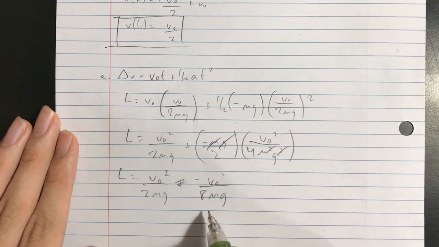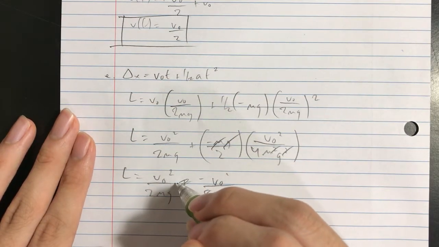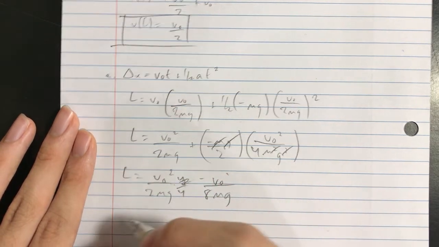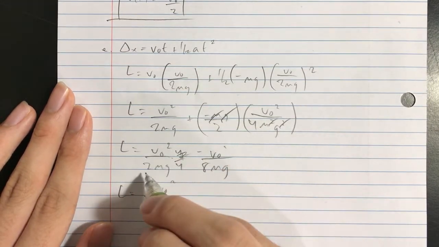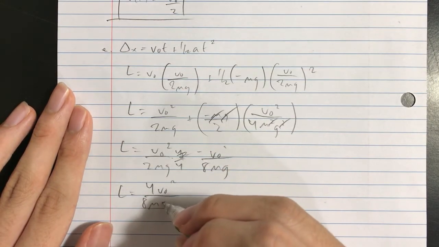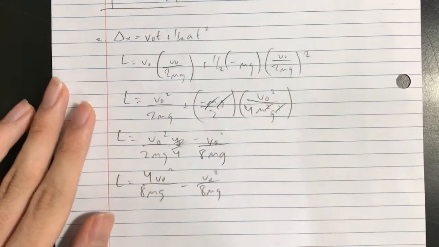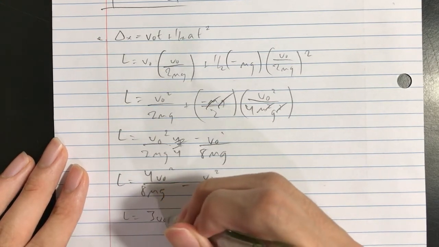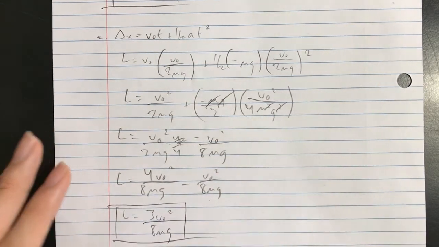So, in order to get the denominators similar, we multiply the top and bottom of v0 squared over 2 mu g by 4. And we end up getting L equals 4 v0 squared over 8 mu g minus v0 squared over 8 mu g. 4 v0 squared minus v0 squared equals 3 v0 squared over 8 mu g. And that is our distance L.